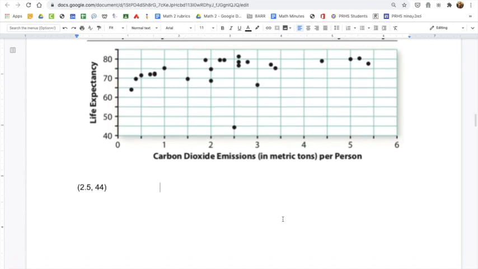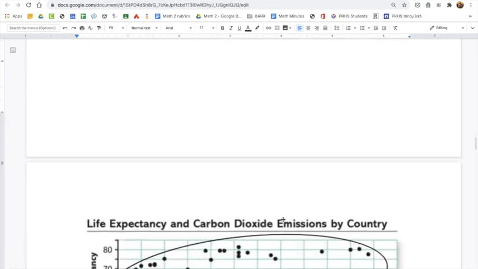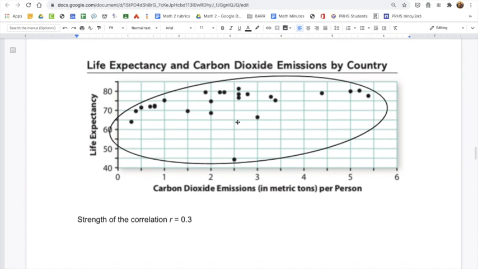We are going to learn to start analyzing this data using some numbers that we call statistics. So one of the statistics is R, the strength of the correlation. Correlation is the relationship between the numbers. And we can see that if we draw a nice oval around all of the points, we get kind of a fat oval. And I would estimate that the strength of this correlation is only 0.3.